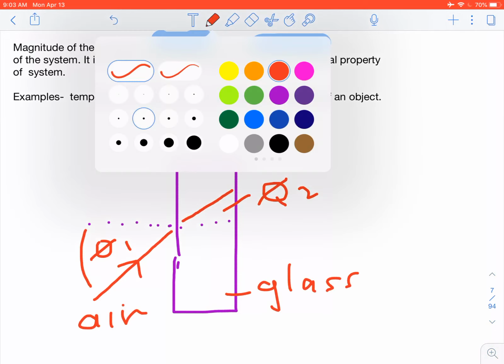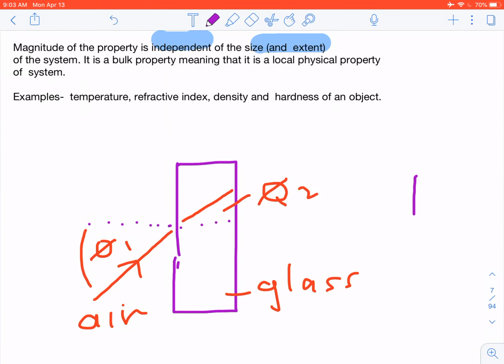Now, if, for instance, we have the same glass there, and we allow light to strike it, the extent to which it bends would be the same. So the angle between the normal and the refracted ray doesn't change if the size of the substance changes. That is why refractive index is an intensive property.